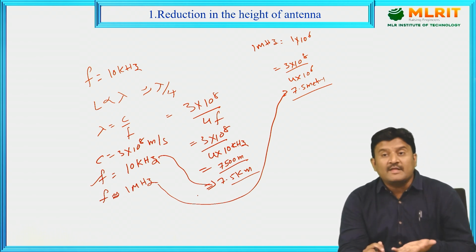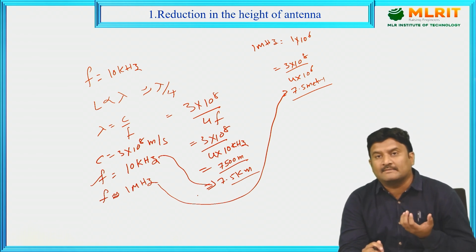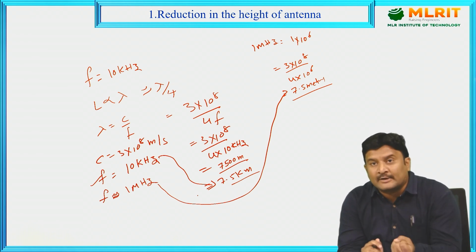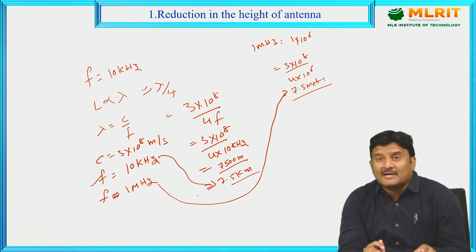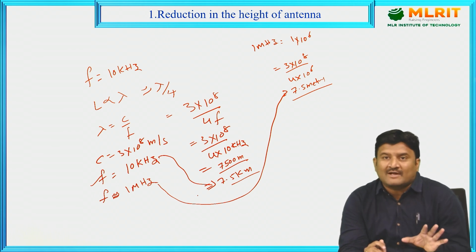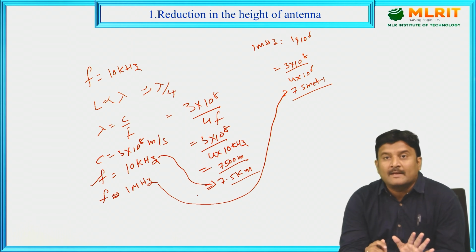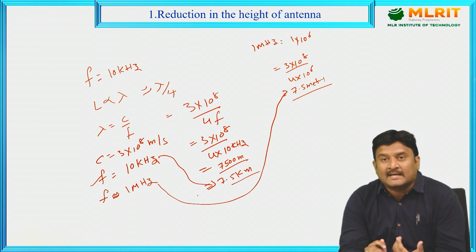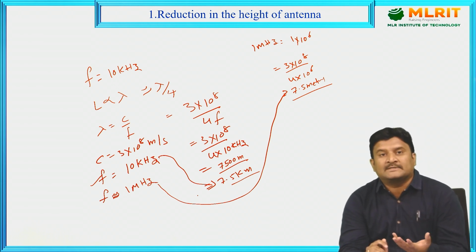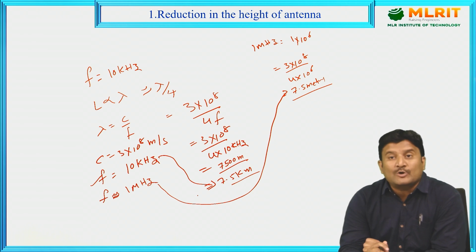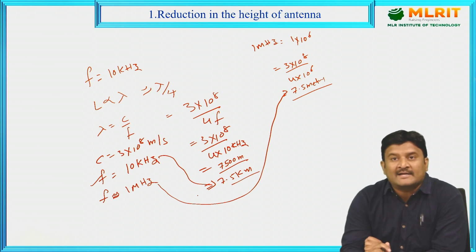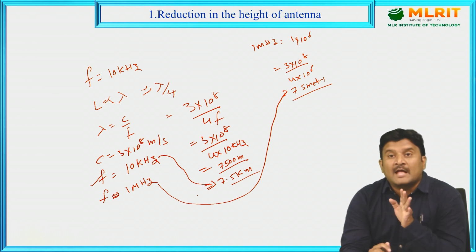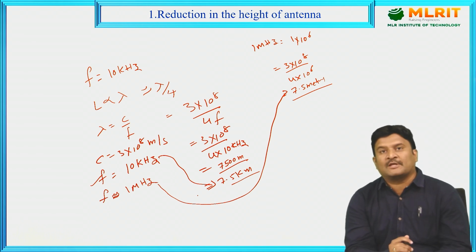That means whenever you increase the frequency, the antenna height is reduced. How is it possible? The actual information is 1 kHz or 10 kHz or 20 kHz only. But I am multiplying that 20 kHz or 10 kHz with a high frequency signal like 100 kHz or 1 megahertz. Then automatically that is called modulation. Therefore, the first point is that reduction in the height of the antenna is possible with the help of modulation. That is the importance of the modulation scheme.